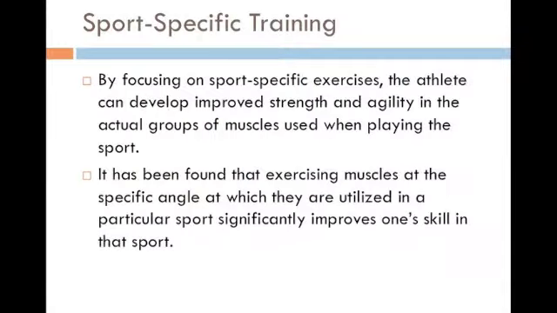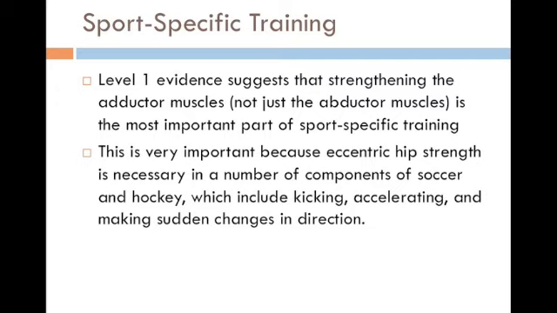That makes sense. By focusing on sport-specific exercises, the athlete can develop improved strength and agility in the actual groups of muscles used when playing the sport. It has been found that exercising muscles at the specific angle at which they are utilized in a particular sport significantly improves one's skill in that sport. Level 1 evidence suggests that strengthening the adductor muscles, not just the abductor muscles, is the most important part of sport-specific training. This is very important because eccentric hip strength is necessary in a number of components of soccer and hockey, which include kicking, accelerating, and making sudden changes in direction.